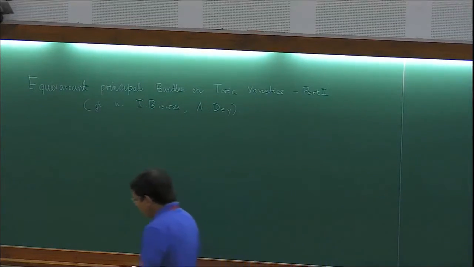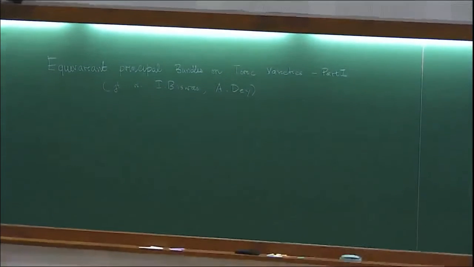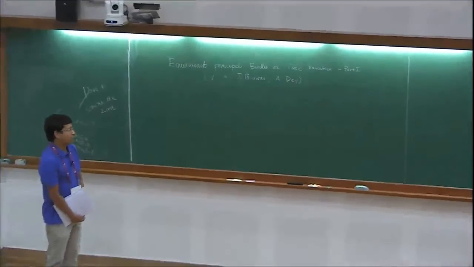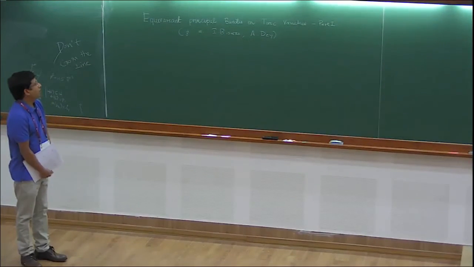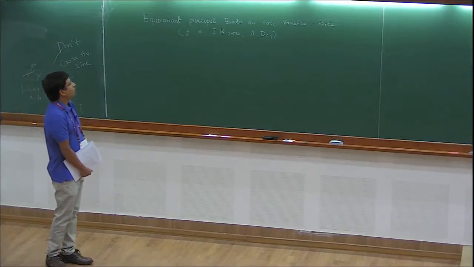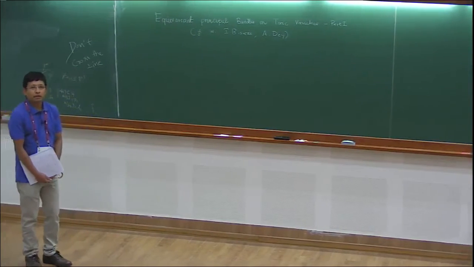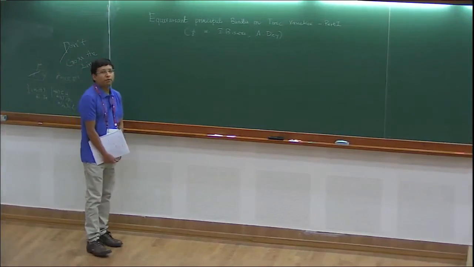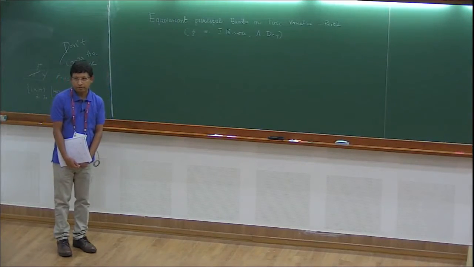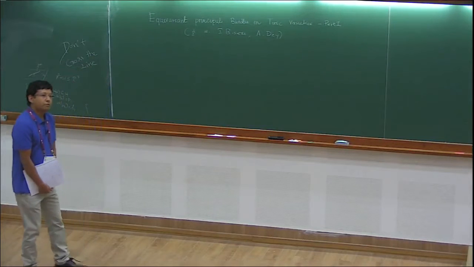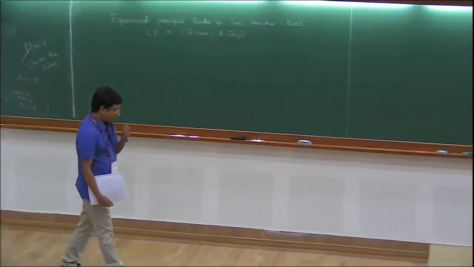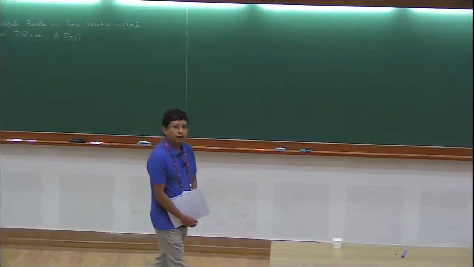We'll try to classify equivariant principal bundles on toric varieties. Toric varieties are algebraic varieties, compactifications of a complex torus. By equivariant principal bundles, I mean the torus acts on the toric variety, and I have principal bundles on which the torus action can be lifted, and we try to classify such bundles.